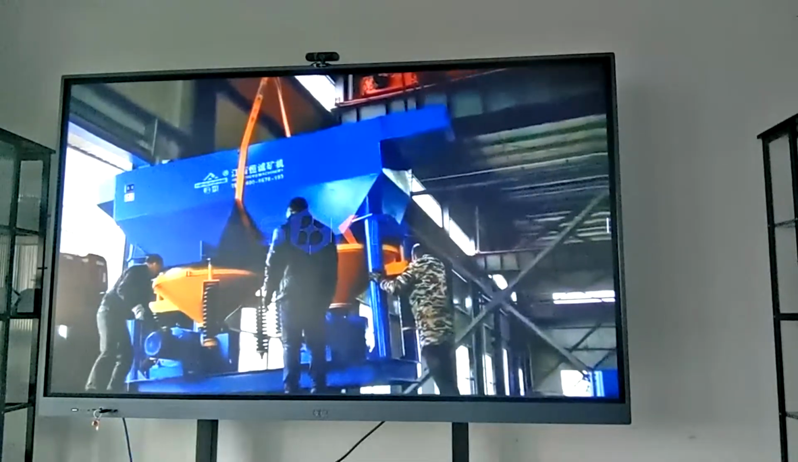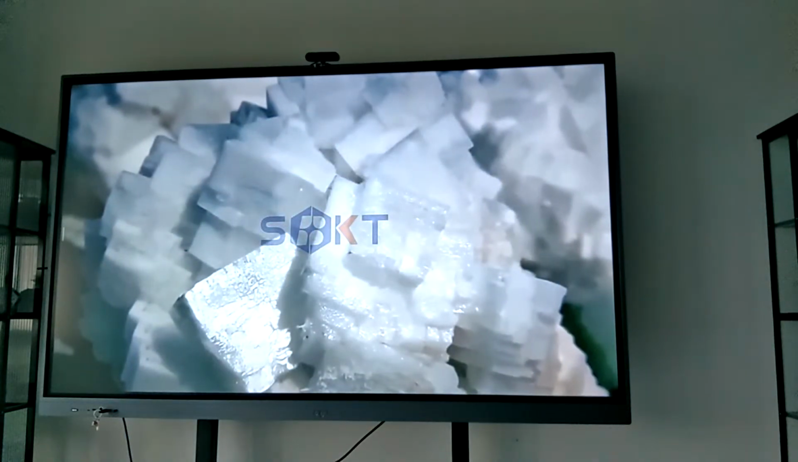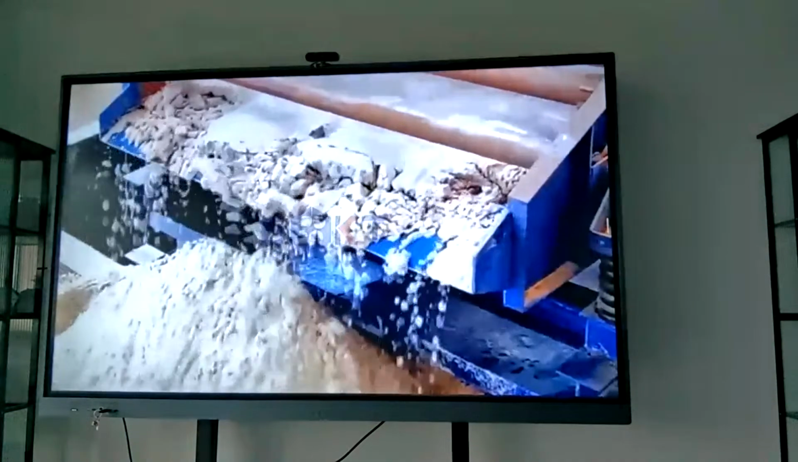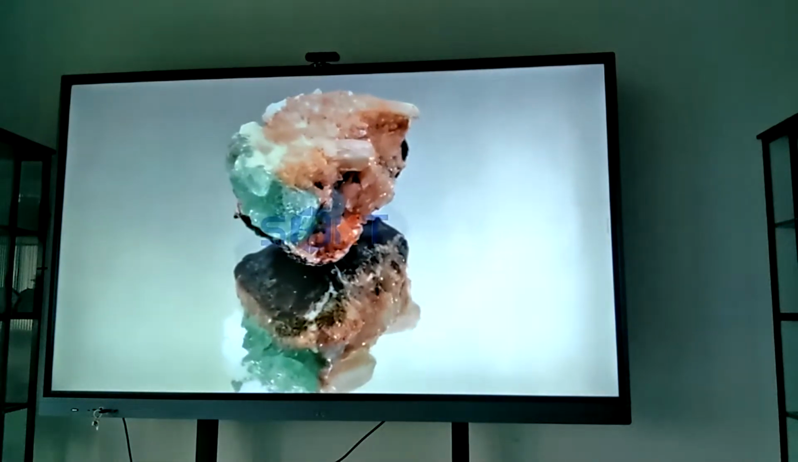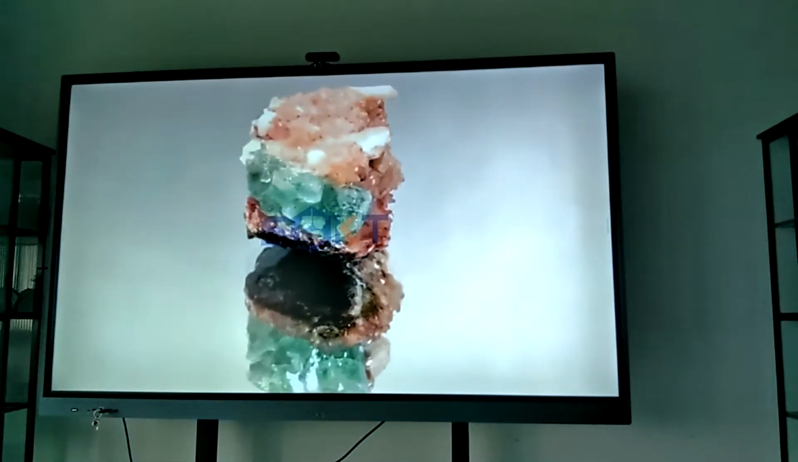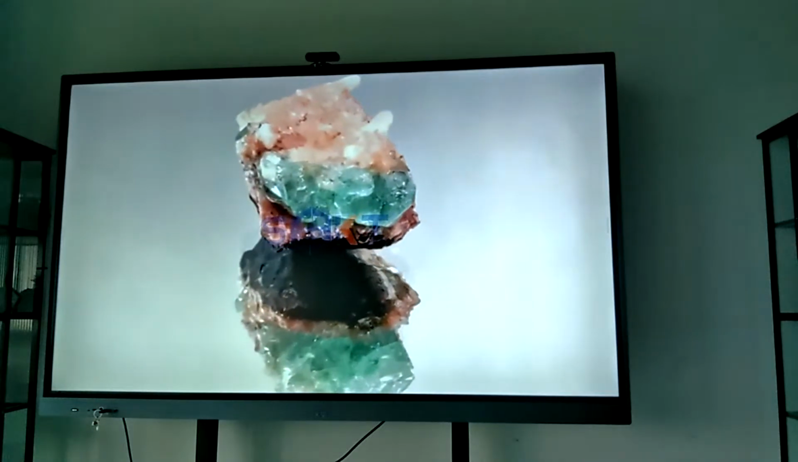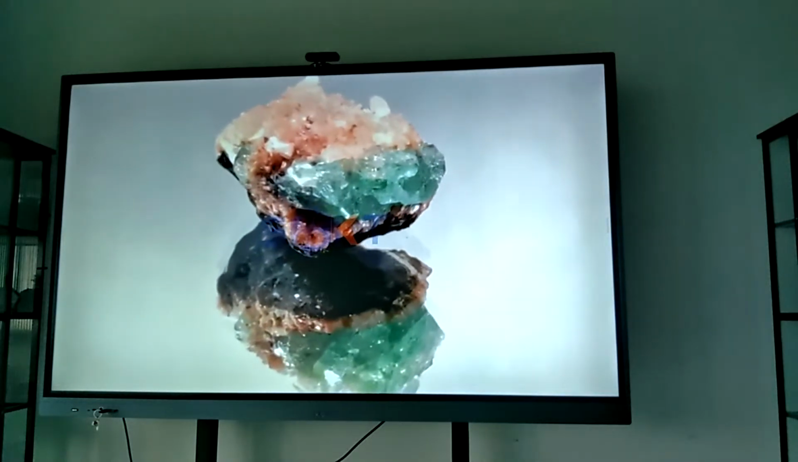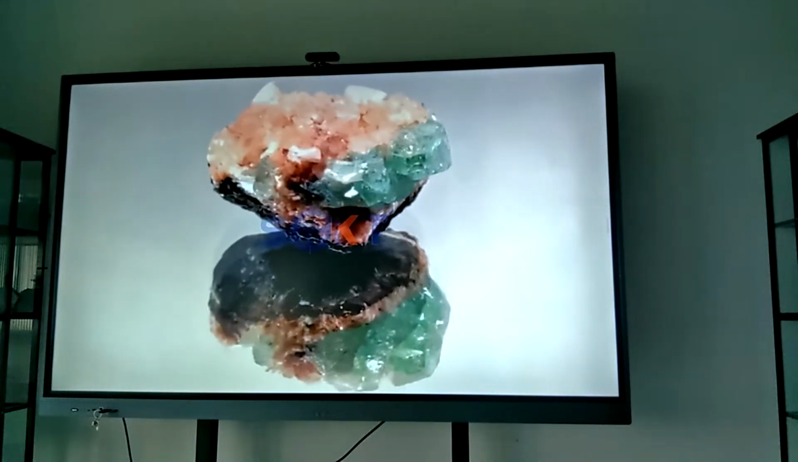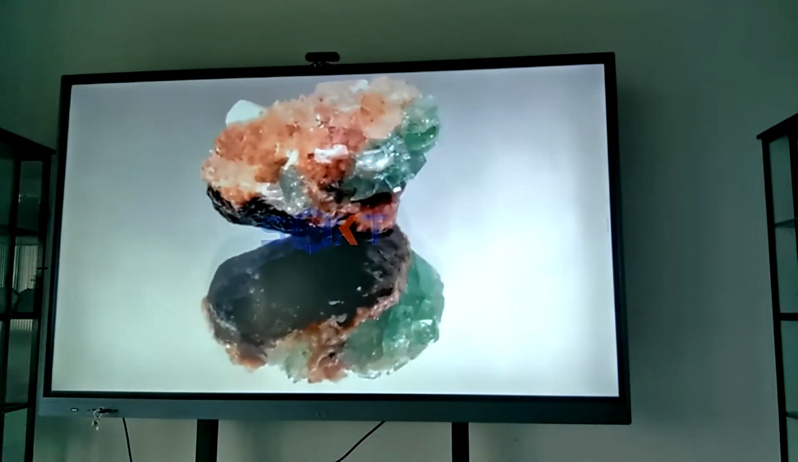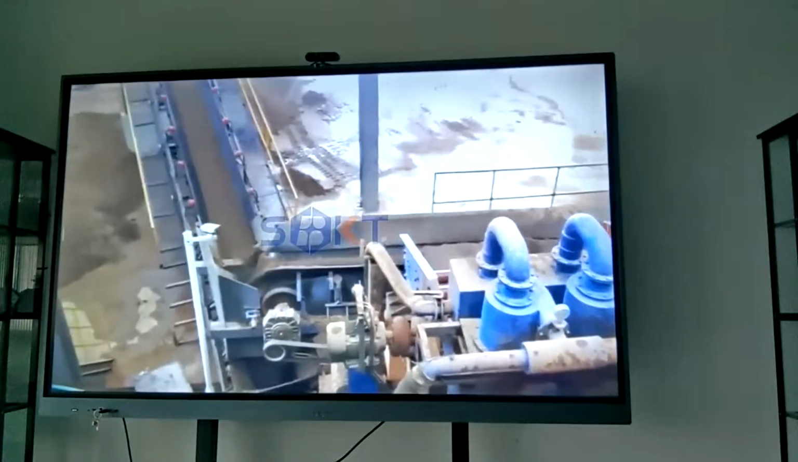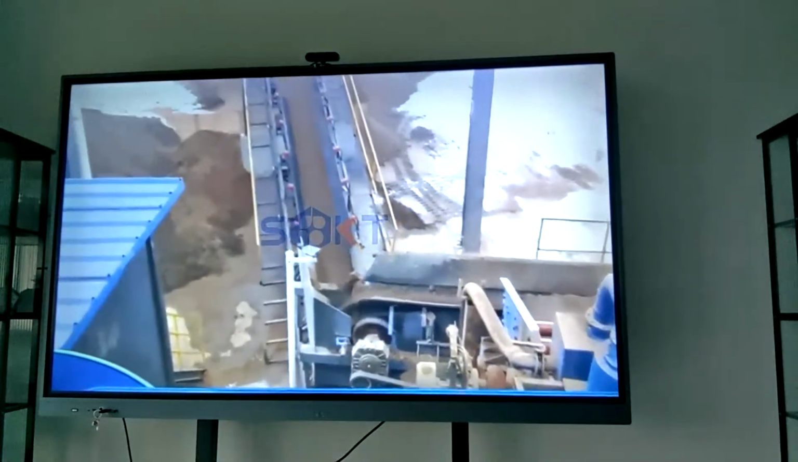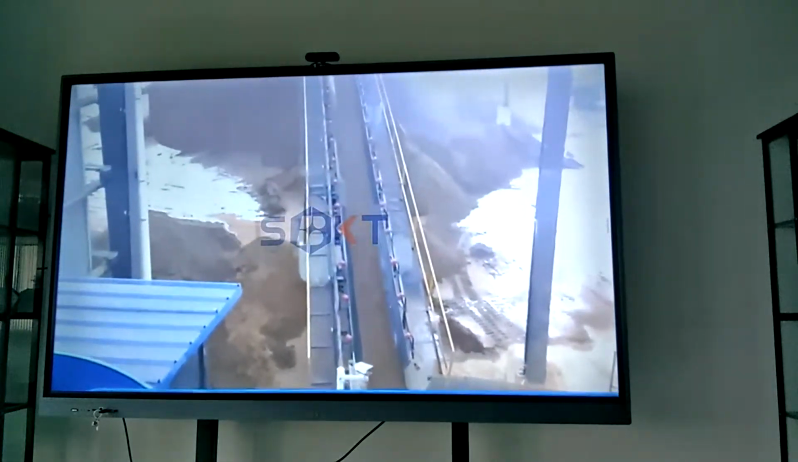Next is how to choose the process for your gold mine. When facing a specific gold mine project, you can follow this logical sequence to make your judgment. Step 1, consider the ore type. If it is placer deposits, then you can use the physical process. If it is a primary ore, proceed to the next step.